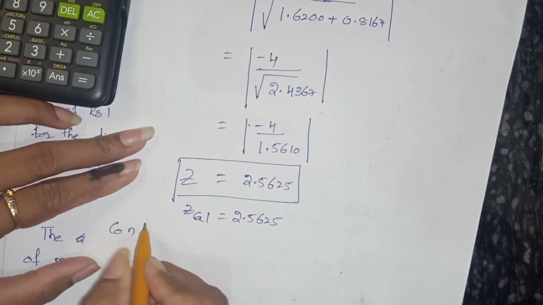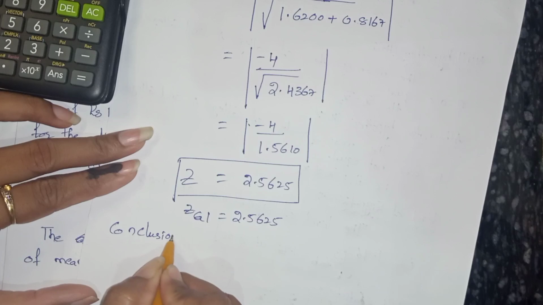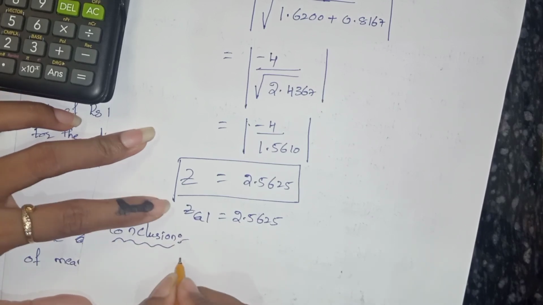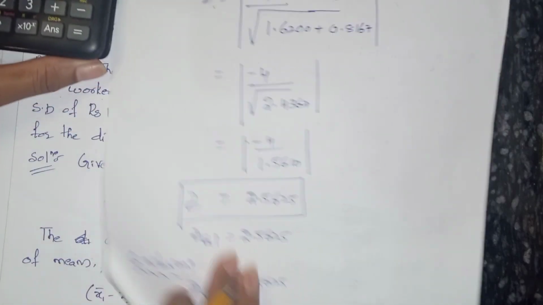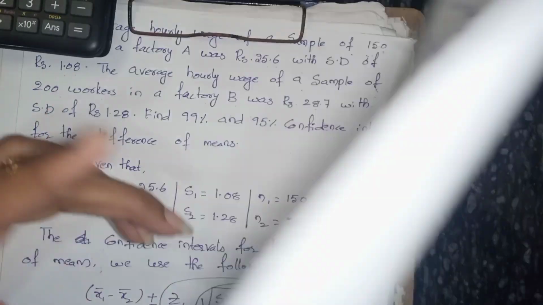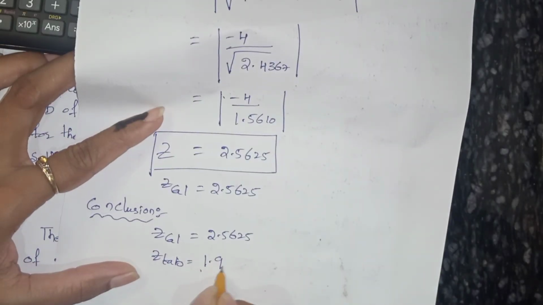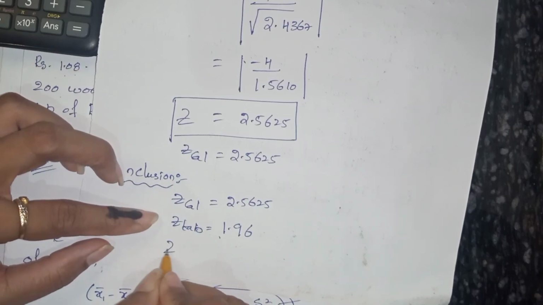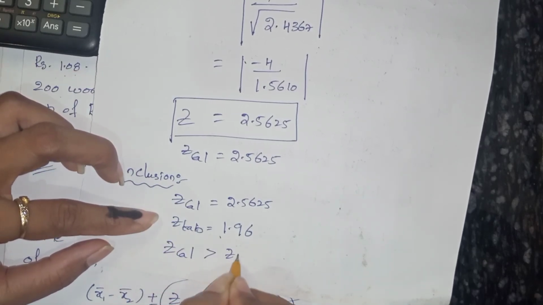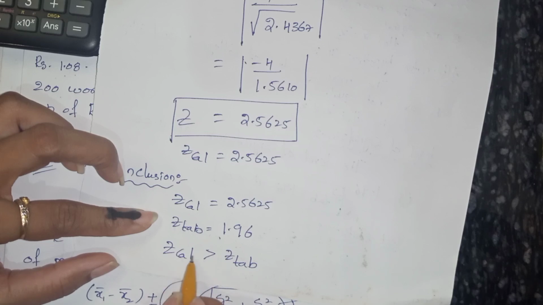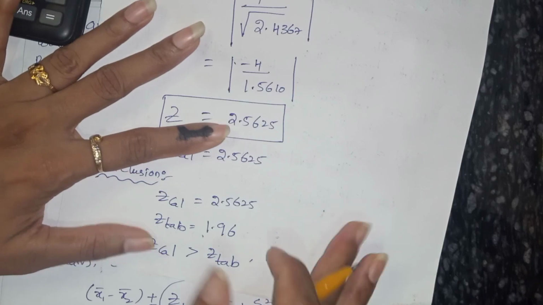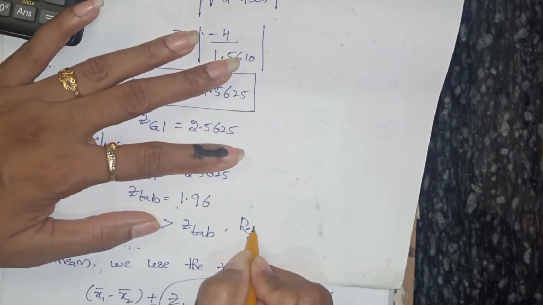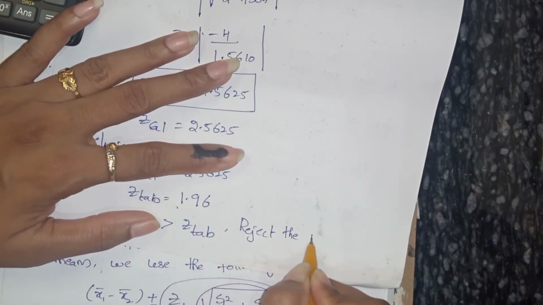Now we have to write the conclusion. First, Z calculated value equals 2.5625. Z table value is 1.96. So what is the condition here? Z calculated is greater than Z table. When Z calculated is greater, we have to reject the null hypothesis.